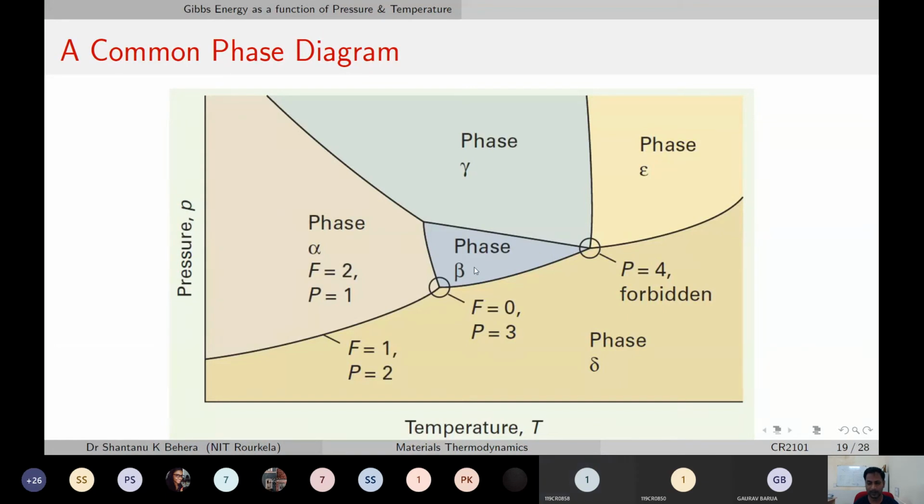Hello, sir. Sir, if we consider the alpha phase within the coordinate area, then what will be the value of the phase? Means, what will be the value of P?